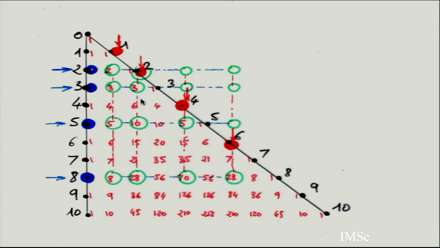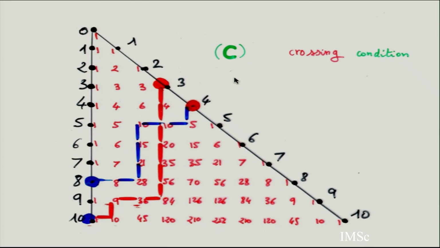So my determinant in this case, for example, if I take starting points 2, 3, 5, 8, I am taking the minor of this matrix with rows 2, 3, 5, 8 and columns 1, 2, 4, 6. So I have a 4 by 4 matrix. The crossing condition is satisfied.